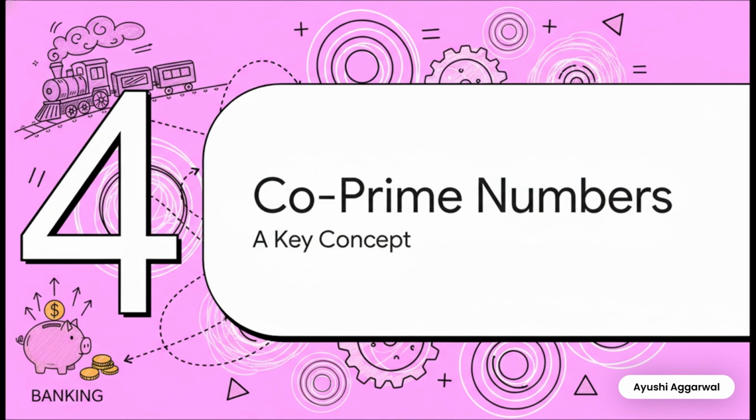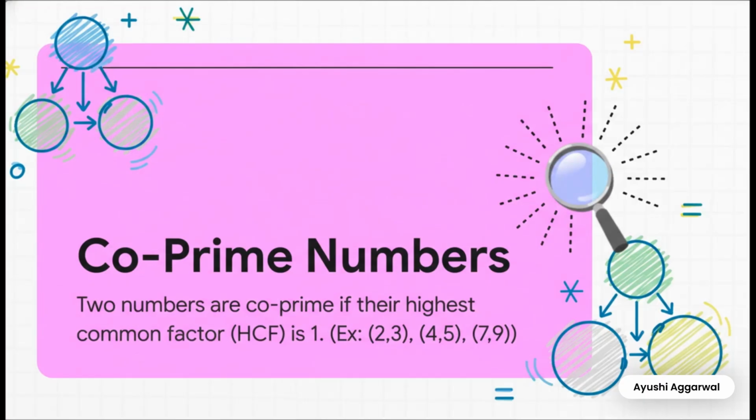This one gets tested a lot, especially in the railway and banking exams. We're talking about coprime numbers. And trust me, understanding this will help you solve a ton of HCF and LCM questions way faster. So what exactly are coprime numbers?